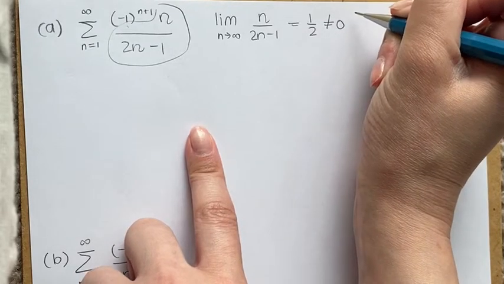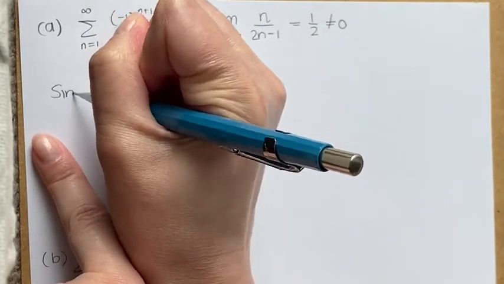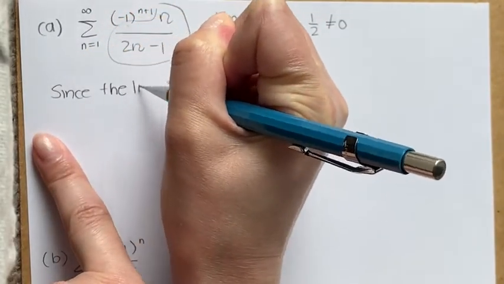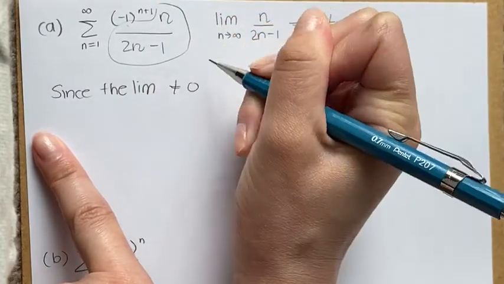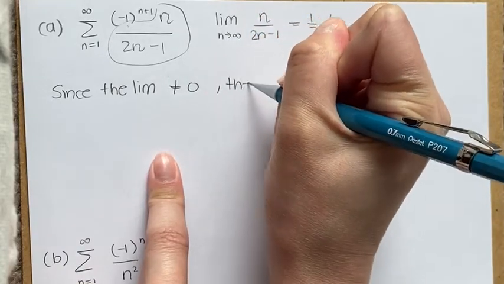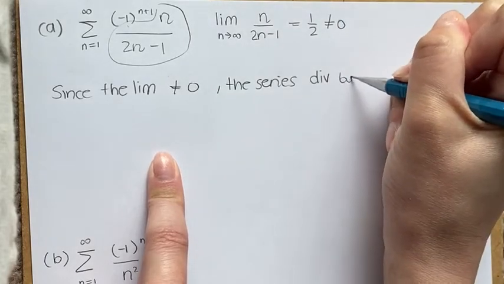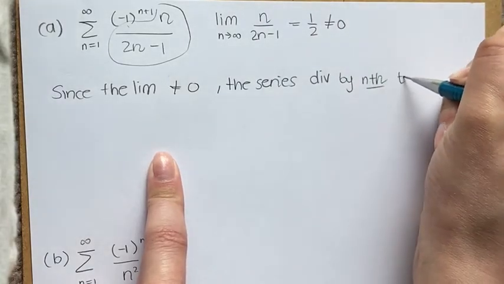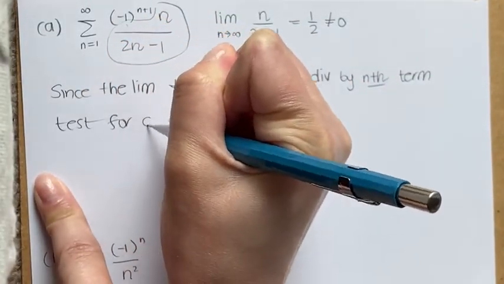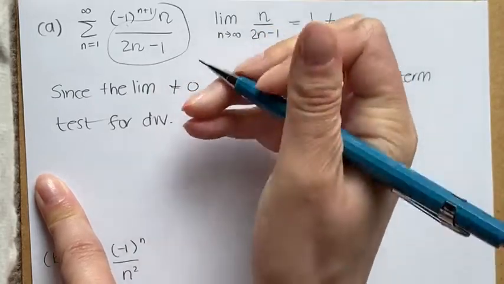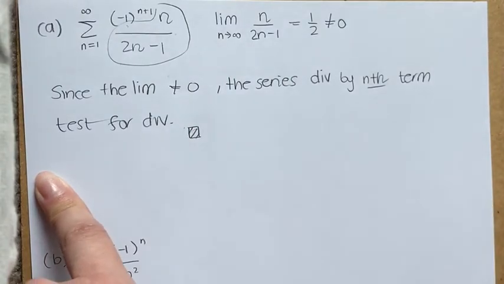Then what can you conclude? Since the limit is different than 0, the series diverges by the nth term test for divergence. And you do need to state which test you are using, otherwise the reader does not understand where you are getting that conclusion.